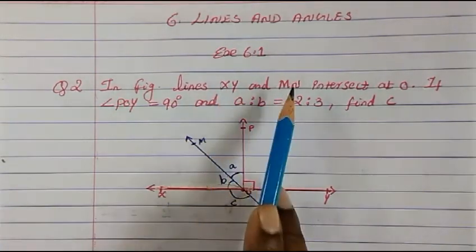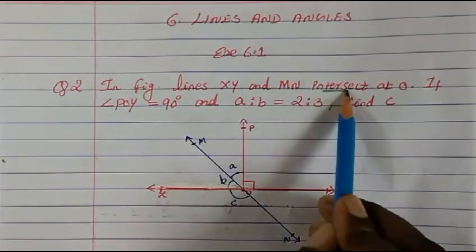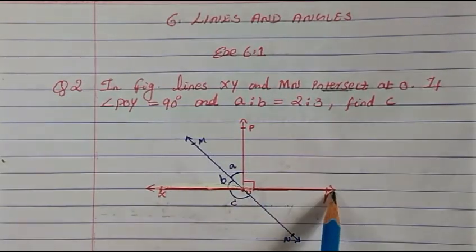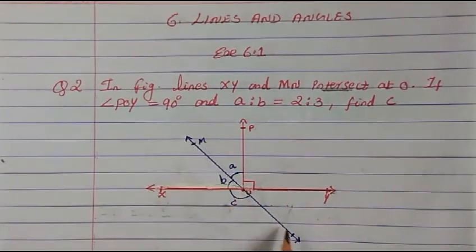It is said XY and MN intersect. Already we have studied that two lines intersecting form vertically opposite angles. So you see here XY is a straight line, MN is a straight line. Both these lines are intersecting at this point O.